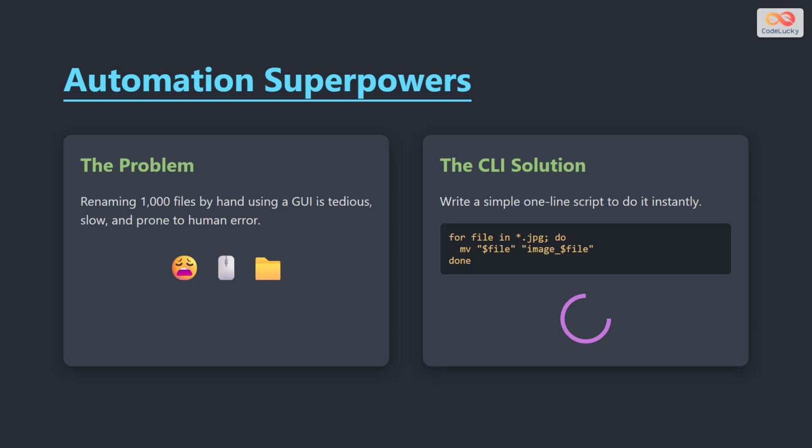Imagine you need to rename 1,000 image files. In a graphical interface, you might have to click on every single one. In the terminal, you can write a simple loop or a single command to rename all of them instantly. The terminal turns hours of repetitive manual labor into seconds of automated work.